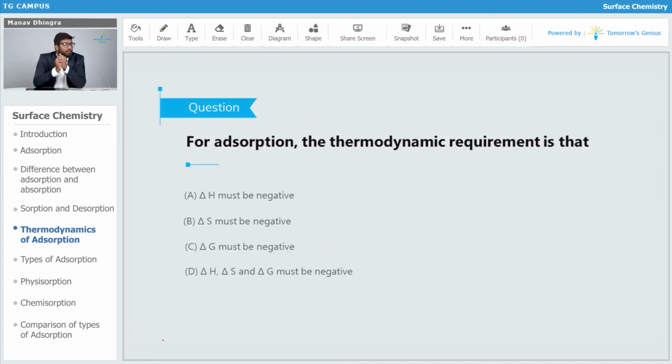Now let us see a question on it. For adsorption, the thermodynamic requirement is that delta H must be negative. We know it should be negative. Delta S must be negative. Yes, you saw it was also negative. Delta G must be negative. You saw again it was also negative, right? So in the last option, I have given delta S, delta H and delta G must be negative. Obviously, this is your correct answer, right? So all three thermodynamic factors have to be negative for adsorption to occur, right?